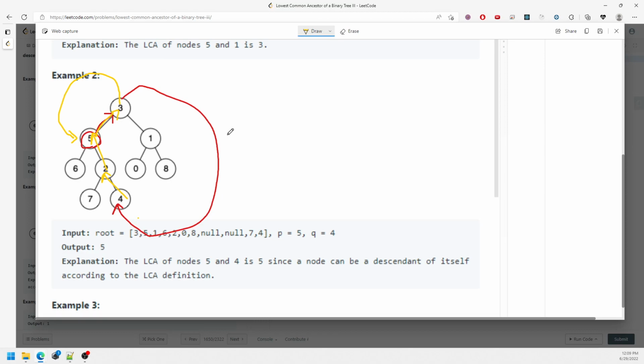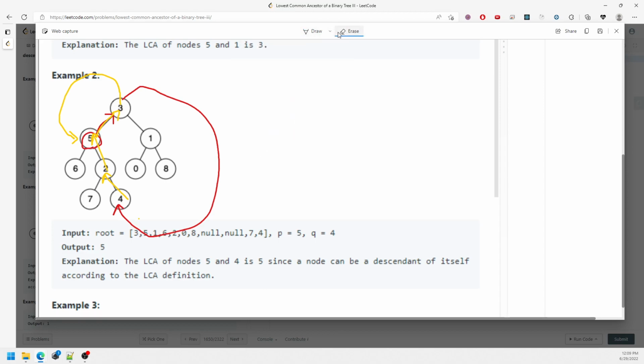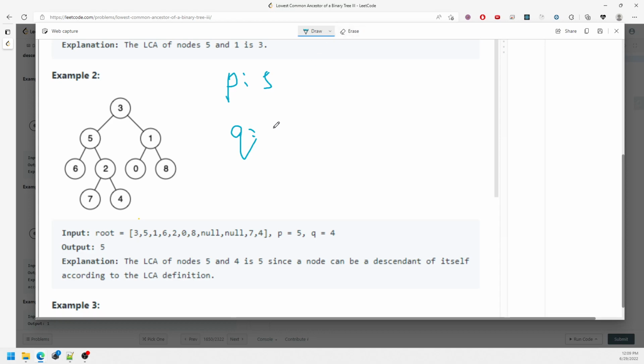So the path length should be the same, right? And at some point, you'll definitely meet at a common ancestor. If you don't believe me, then I will just draw it. I'm going to say P, and I'm going to say Q. So the default value for P is 5, and Q is 4.